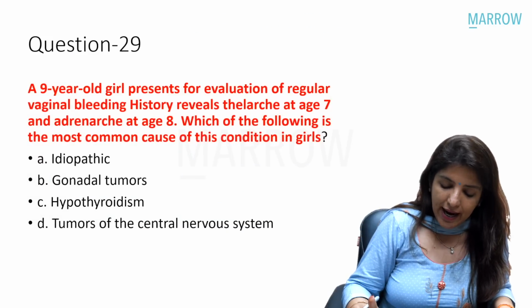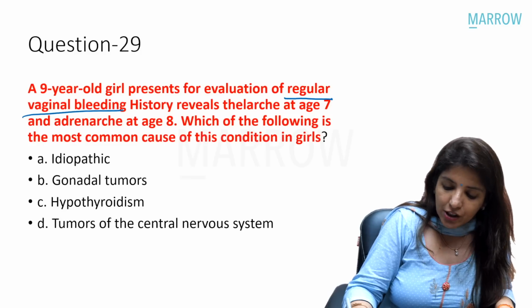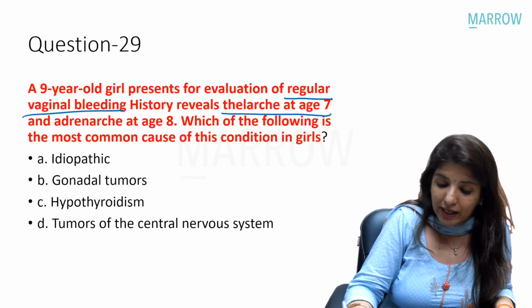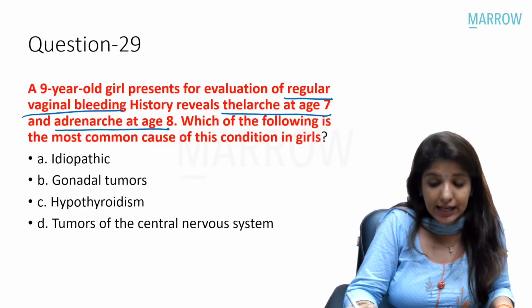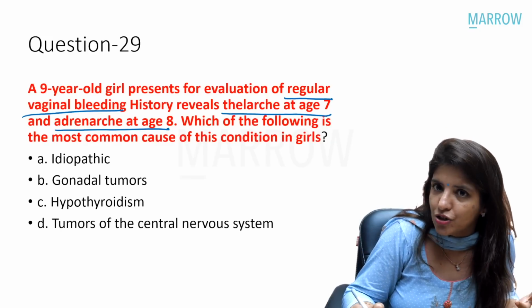Next question. A 9-year-old girl presents for evaluation of regular vaginal bleeding. History reveals thelarche, that is breast budding, at 7 years, and adrenarche at 8 years. Which of the following is the most common cause of this condition? So what is this condition in this female?